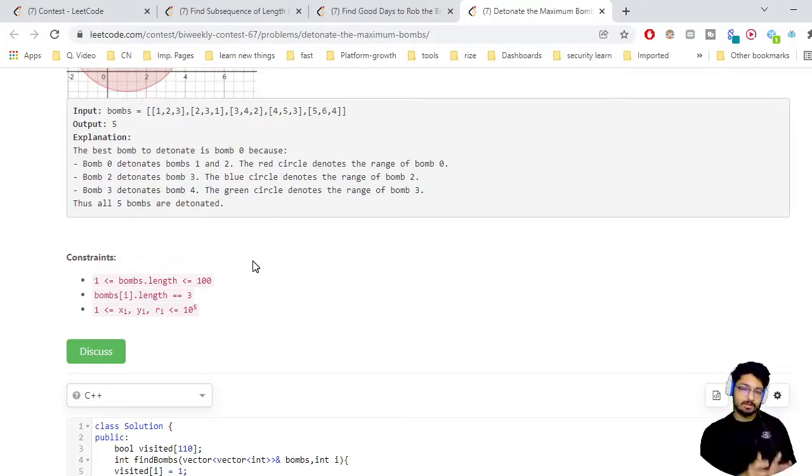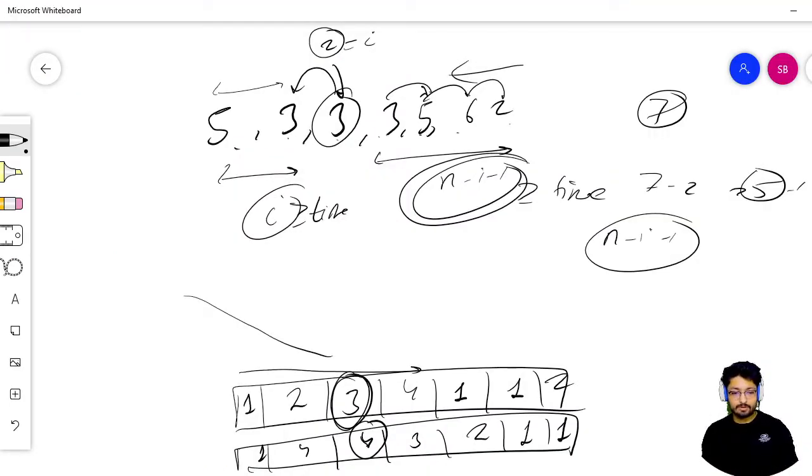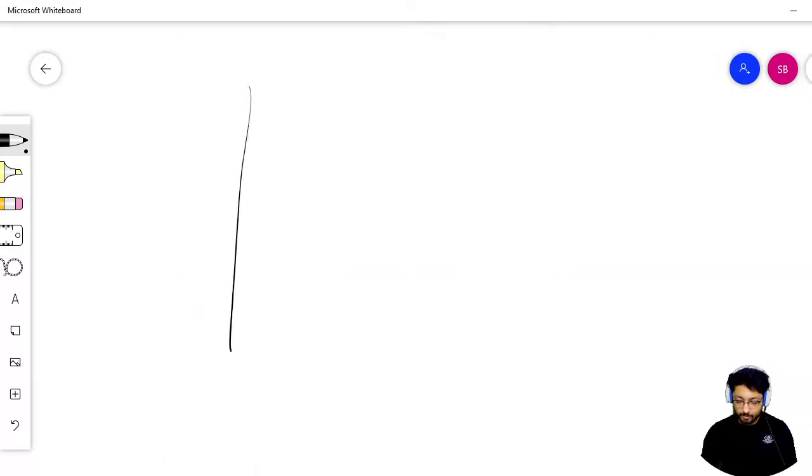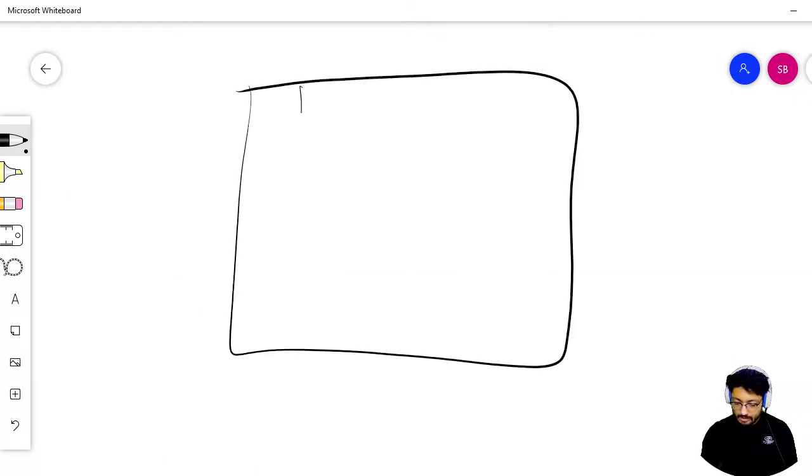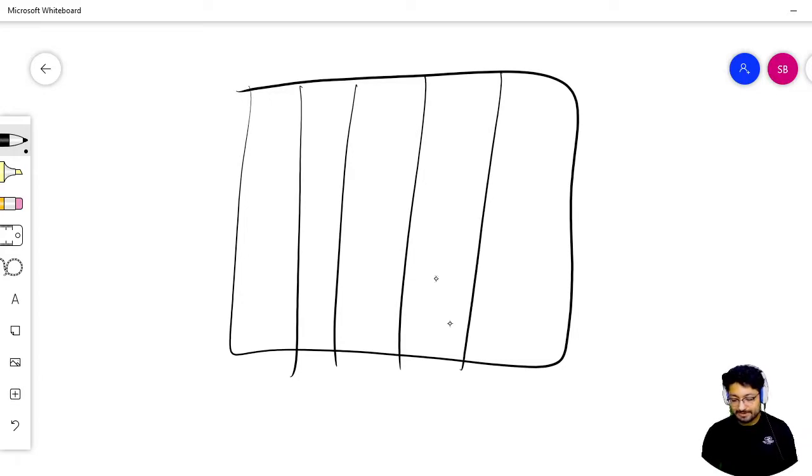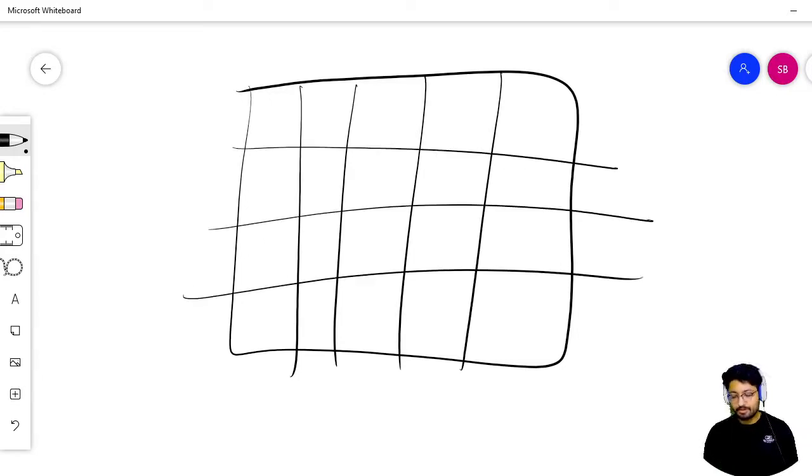For a particular bomb, we'll blast this bomb, and then we'll start a DFS from that particular point. It's not too difficult. We have a grid of bombs. How can we check whether a bomb is detonating any other bomb? That is just the whole problem.